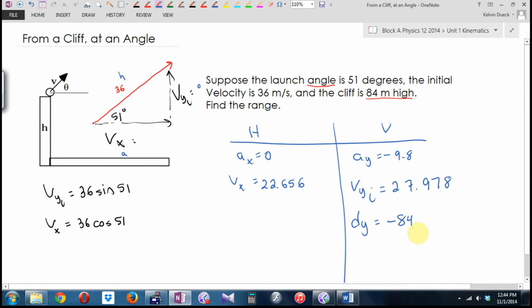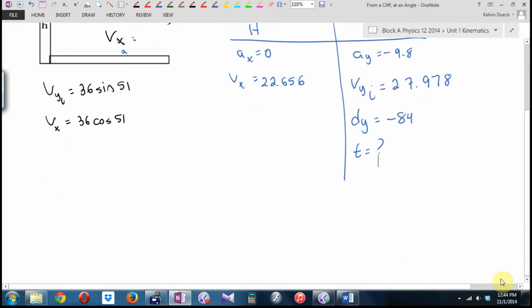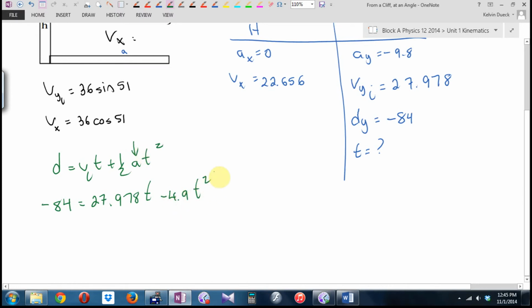It looks like in the vertical column, that's where I have 3 pieces of information. So I'm going to find time. How? 2 possible methods. Method 1 is going to be use the quadratic formula. d equals vi t plus a half a t squared. Negative 84 equals 27.978 t. And then if you plug in the negative 9.8 right there, half of negative 9.8 is minus 4.9 t squared.